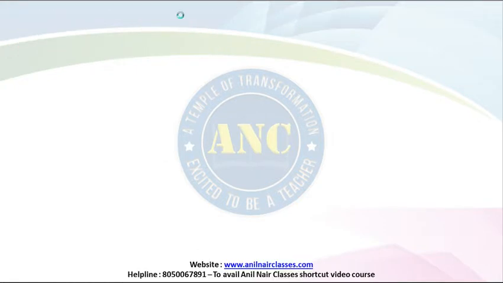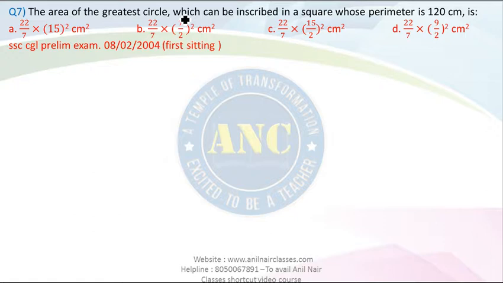Next question, again a similar kind of question. See this question. The area of the greatest circle which can be inscribed in a square whose perimeter is 120 is. That means perimeter is given in the question. In the previous two questions, side of the square was given. Now the perimeter of square is given.